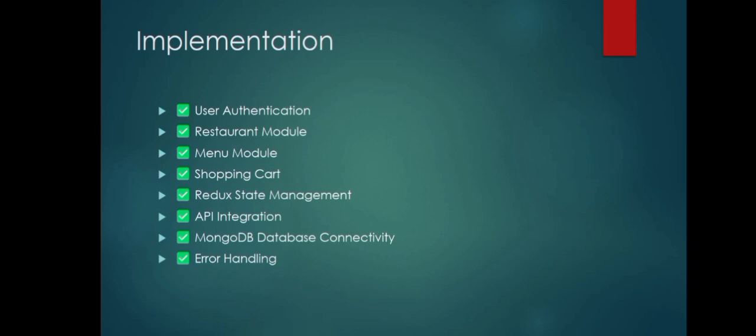The project was implemented in different modules. First, I implemented user authentication using JWT for secure login. Next, I developed the restaurant module to display restaurant information and menus. Then I created the shopping cart functionality where users can add or remove food items before placing an order. Redux Toolkit was used for state management across different components. The frontend was integrated with the backend APIs, and MongoDB stored all required data. Error handling was also implemented to improve reliability.